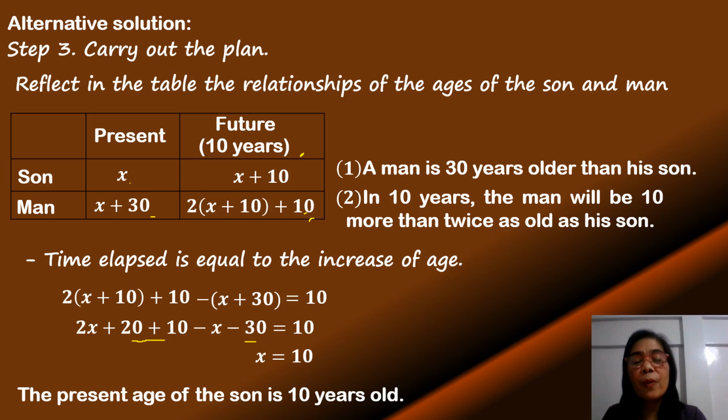To check, to look back whether this value that you obtained is correct, you have to put the values in the entries of the table and check them against the conditions before you accept that indeed the present age of the son is 10 years old.